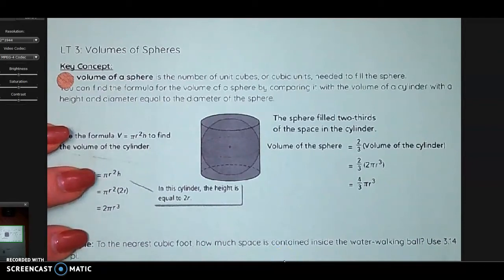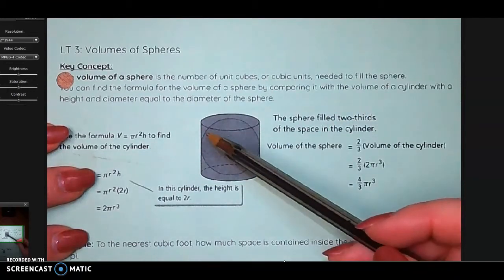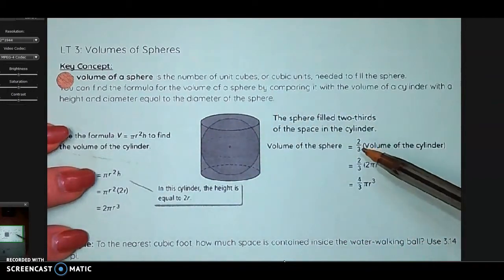Today we're going to be looking at the volume of spheres. This is our third learning target on three-dimensional shapes that have curves in them that we are looking for volume. So it says the volume of a sphere is the number of unit cubes or cubic units needed to fill the sphere. And you can find the formula for the volume of a sphere by comparing it with the volume of a cylinder, with the height and diameter equal to the diameter of the sphere.